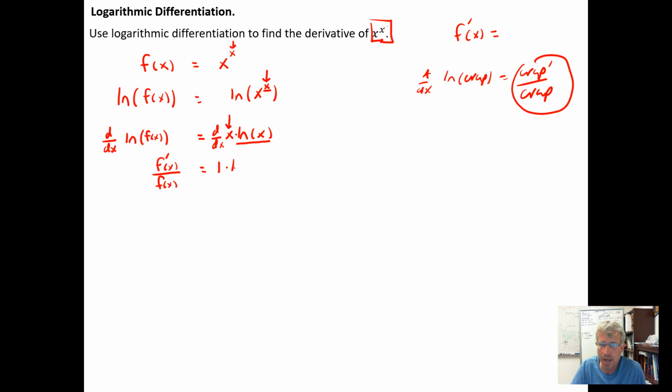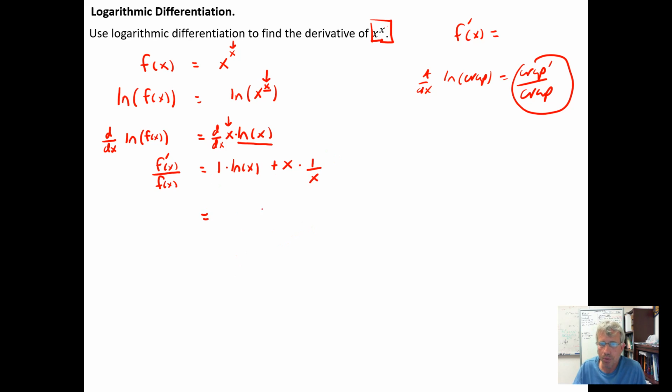So I'm going to get 1 times the natural log of x plus, then the product rule says take the second function and multiply its derivative by the first function. So we're going to take the first function x and multiply it by the derivative of the second function. And the derivative of the natural log of x is just 1 over x.